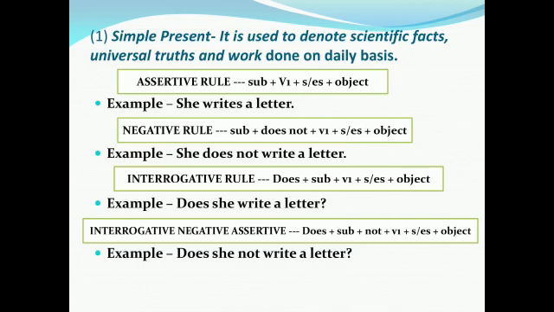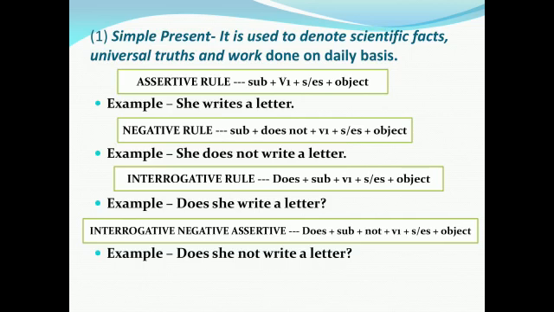Let's take an example. She writes a letter. Now here she is a singular subject. That's why we have written writes: V1 plus S/ES plus object, that is a letter. The same can have a negative rule also, meaning the sentence can be written in negative in present tense. She does not write a letter.